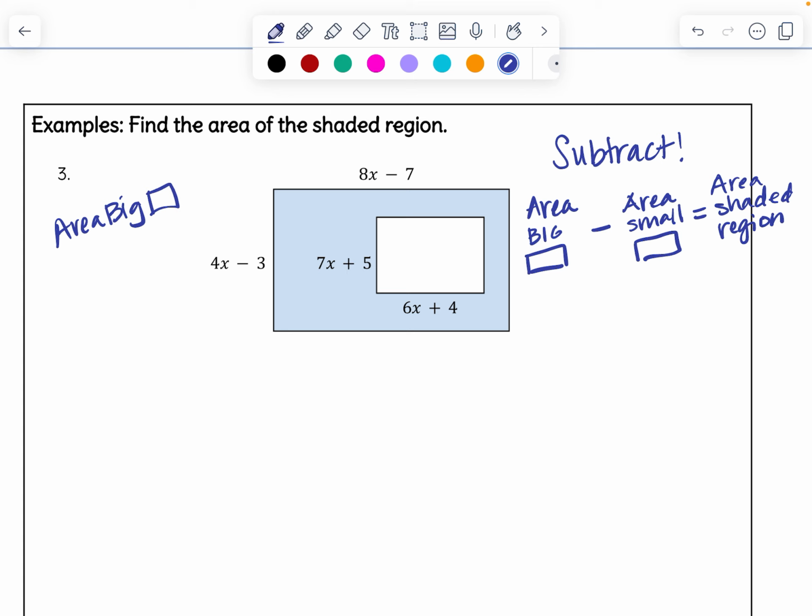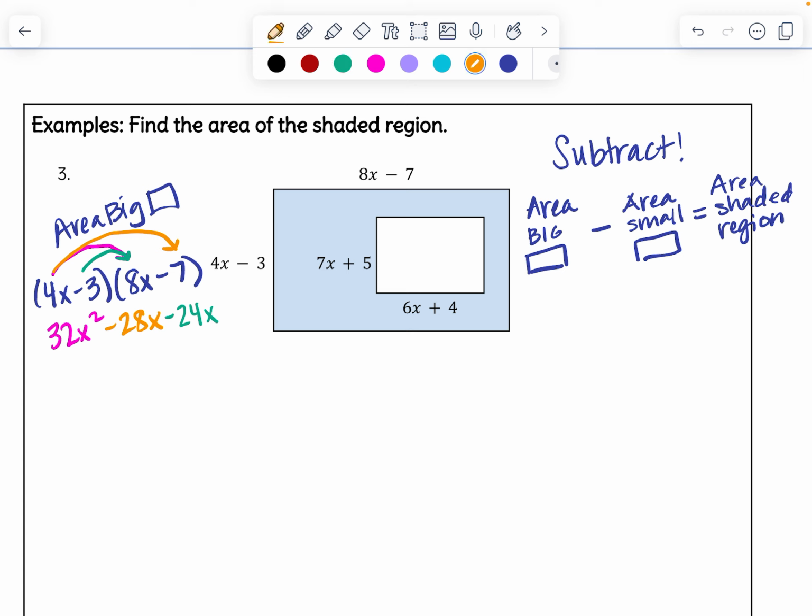So that one is going to be 4x minus 3 times 8x minus 7. So for the large rectangle, I'm going to use FOIL. 4x minus 3 times 8x minus 7. So this is 32x squared, negative 28x, negative 24x, and positive 21.